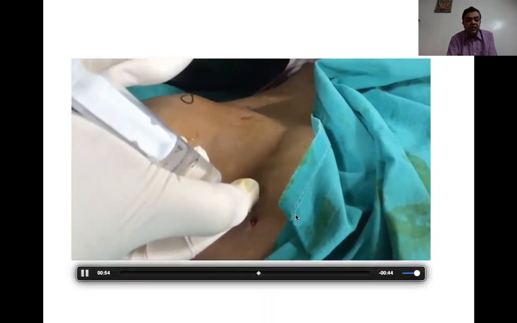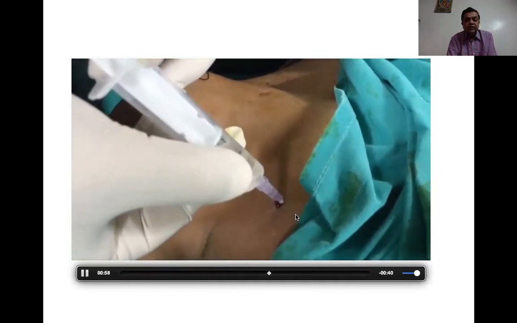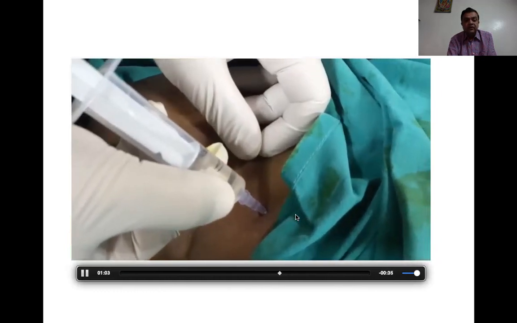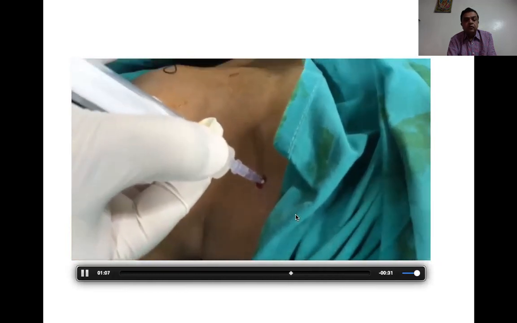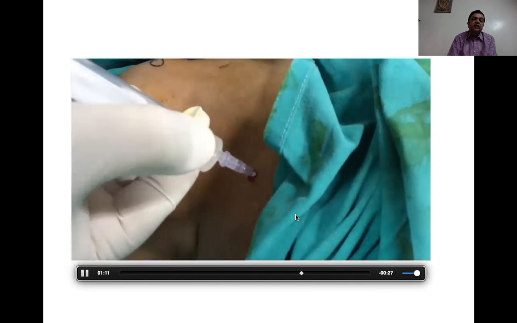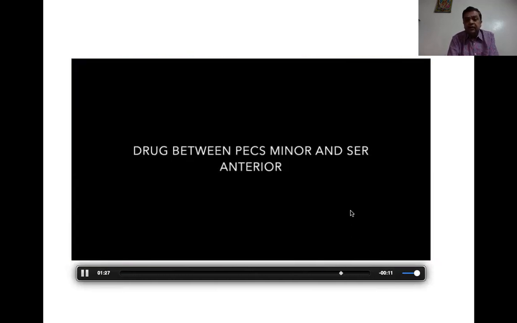So here you can see I'm giving PECS 1 block initially, then advance the needle and hit the rib. Once I am on the rib, here you can see I'm on the rib. I'll withdraw a bit and inject again for PECS 2 block. Many of my friends are using this technique with LOR and they are getting good results. So this is also again a very effective technique.